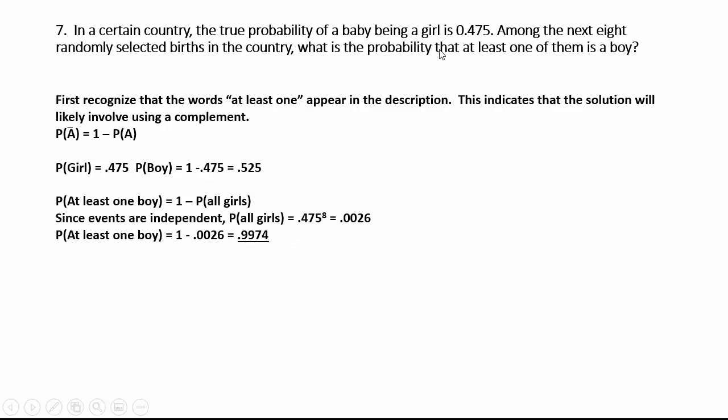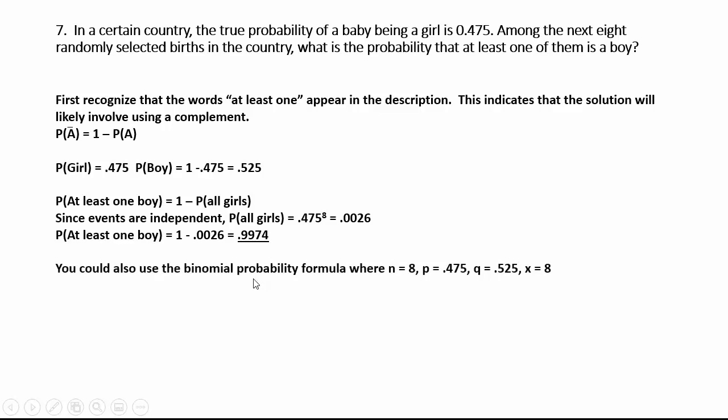And does that make sense? The probability of being a girl is actually lower than it is to be a boy, and they're close to half anyway. But if you have 8 births with a near 50-50 chance, the probability is going to be super high that at least one of those is going to end up being a boy. So this makes total sense.